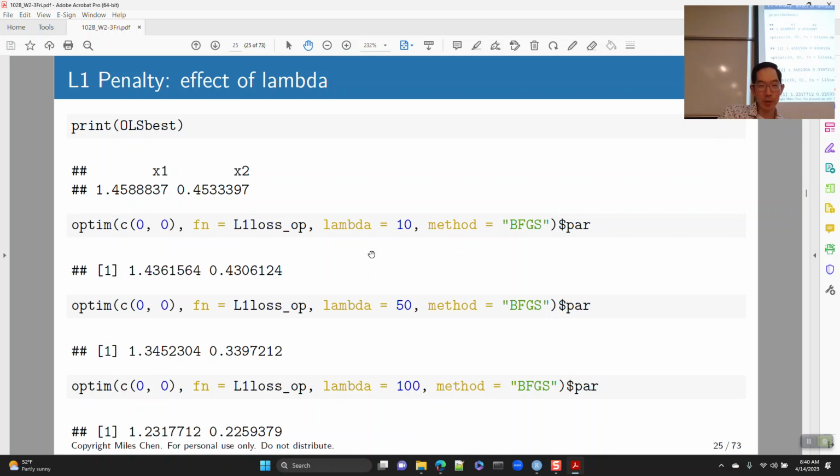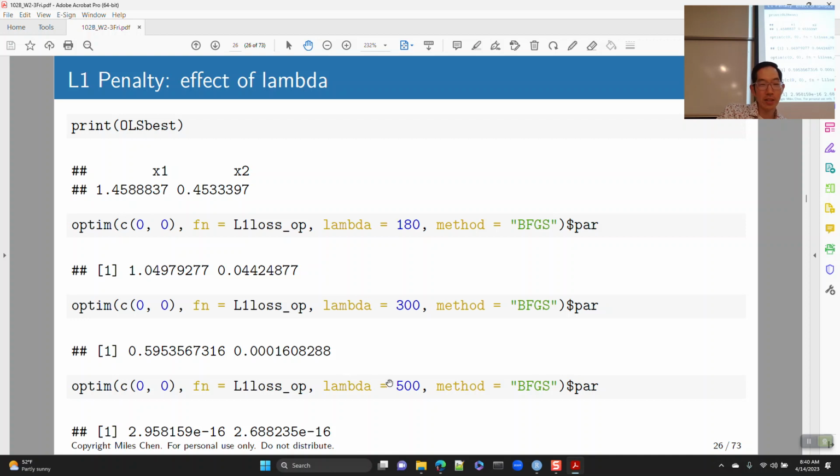Let me just show you what happens when I use different lambda terms. These are the coefficients that minimize the OLS function, 1.458 and 0.453. And if I increase lambda, these terms shrink a little bit, from 1.458 to 1.436 to 1.345 to 1.231. The x2 terms shrink from 0.453 to 0.430 to 0.339 to 0.225, and they keep shrinking. And if I have lambda equal to, say, 500, both of these have shrunk down to basically 0.